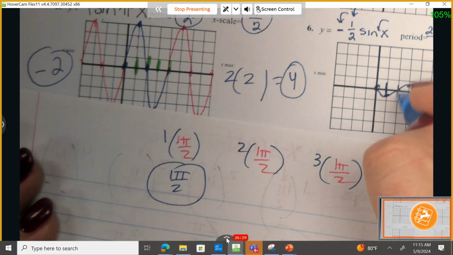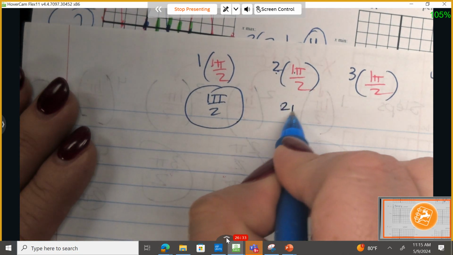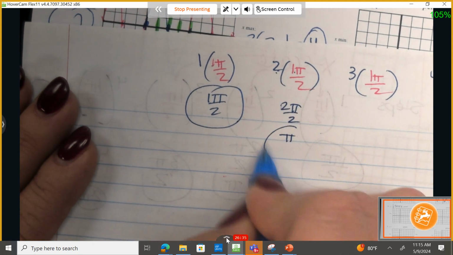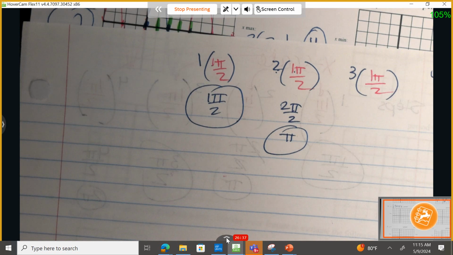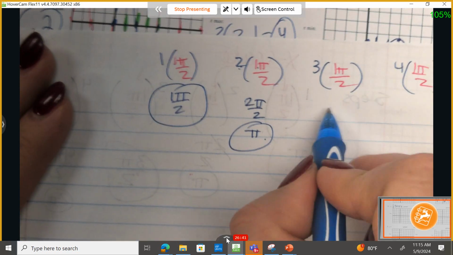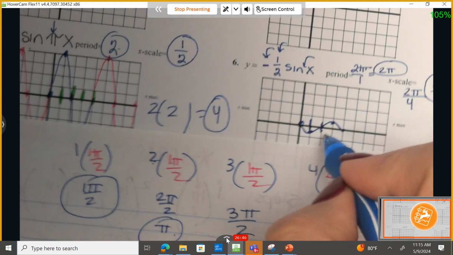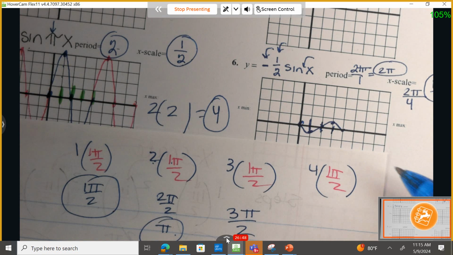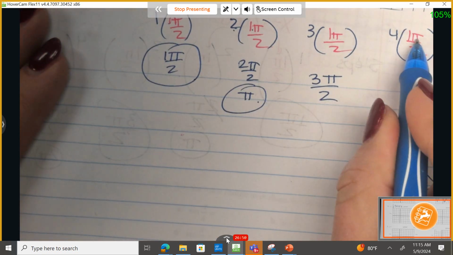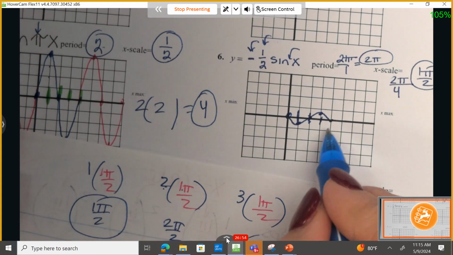Now at the second ticker mark on the x-axis, 2 times 1 is 2. 2 divided by 2 is 1. 1 pi. So the second ticker mark is going to be at 1 pi. The next one is going to be 3 pi over 2. That doesn't reduce. So this is going to be at 3 pi over 2 for an x value. And the last one is 4 pi over 2. Well, 4 pi over 2 reduces to 2 pi. So this is going to be at 2 pi.